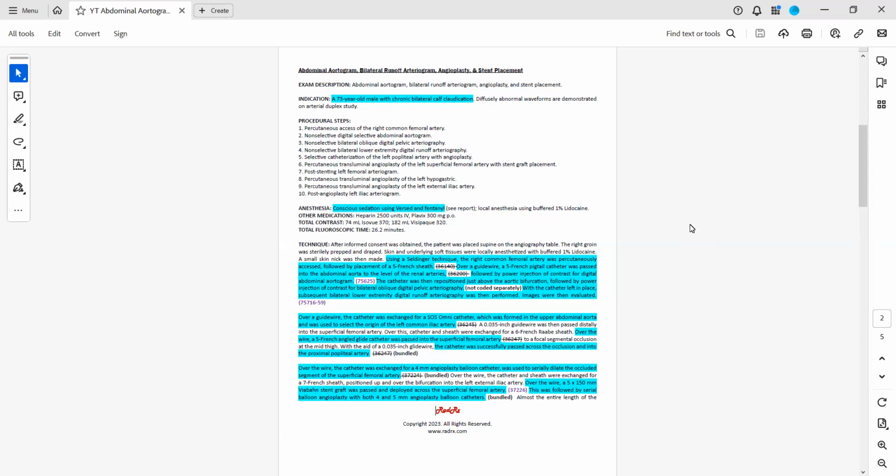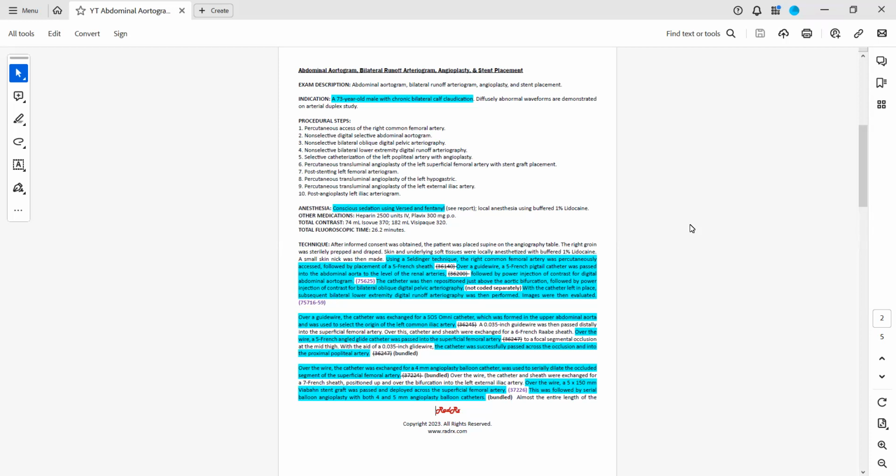Here we see that the patient presents with chronic bilateral calf claudication. So that tells us that we're looking at treating occlusive disease. And then, of course, when we get into the details of the report, it's going to confirm that that is indeed the case with the patient.